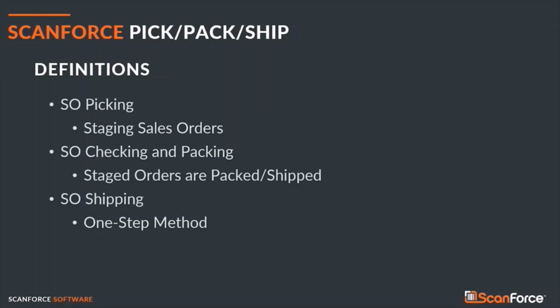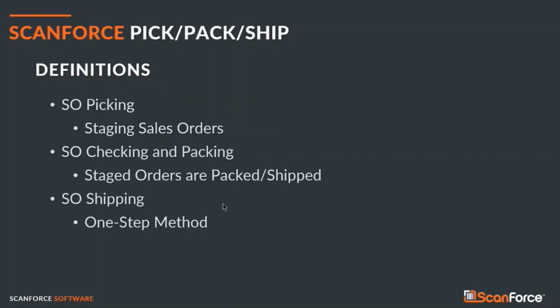Now, the normal one-step method is what we call SO shipping. This is sort of Sage classic functionality. We just extend that functionality out onto the warehouse floor with the use of a mobile, rugged, Wi-Fi enabled barcode scanning gun. So you would pick the items, put them in a box, and ship it all in one step. If one person does the process, they get the stuff off the shelf, put it in a box, and print the labels, that's the SO shipping that I'm showing here.